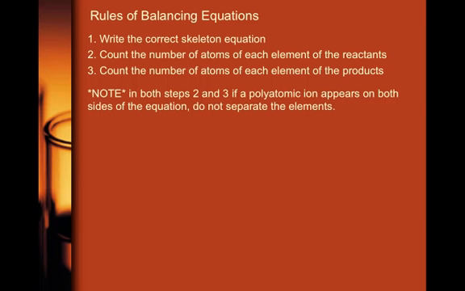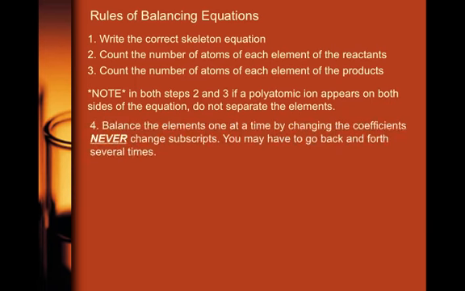Note in both steps 2 and 3, if there is a polyatomic ion appearing on both sides of the equation, don't separate it into the elements. Keep it together as a polyatomic ion. That can happen 90+% of the time. Sometimes you have to separate them even when they're together on both sides, but usually you're good keeping them together. Balance the elements one at a time by changing coefficients only. Never ever change subscripts. The moment you change a subscript, you are incorrect, unless you initially wrote it down wrong. You'll probably have to go back and forth several times. It's okay to go left, right, left, right, left, right, even change something you changed before.